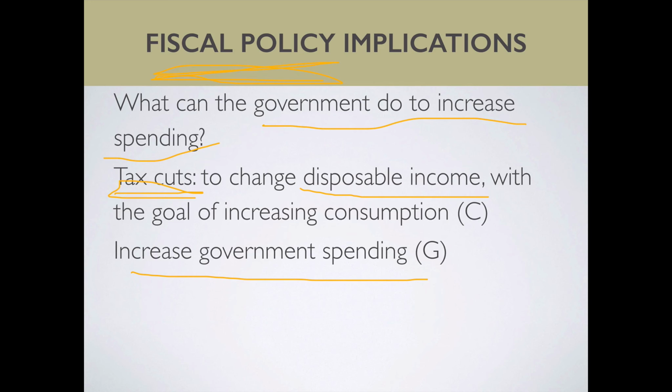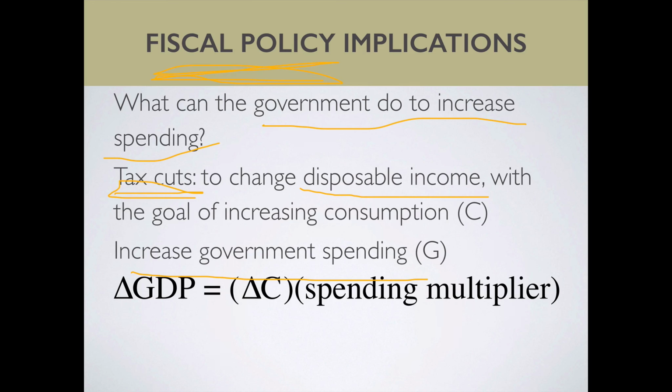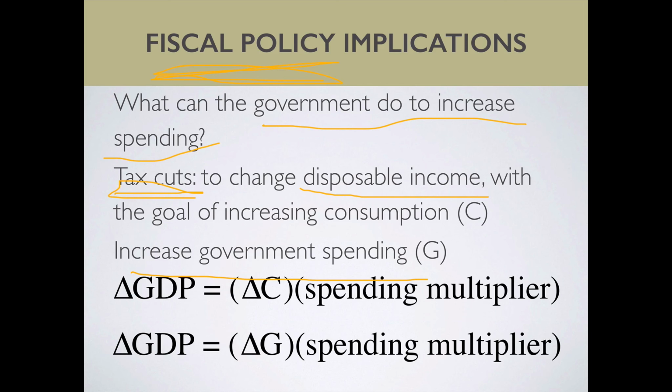That's change G. So in terms of our equations, delta GDP. What does that mean? Well, that means the change in GDP. What's the amount of economic growth, or if it's negative, contraction, that we're causing here. So very simple formula: delta C, the change in consumption, times the spending multiplier. And if it's a change in government spending, same thing. Delta GDP equals delta G times the spending multiplier.